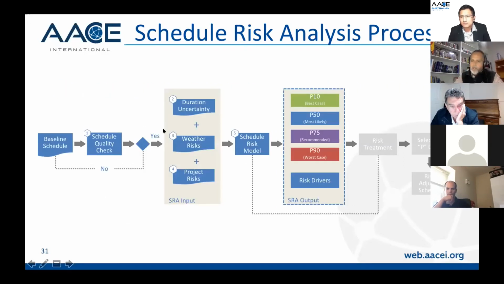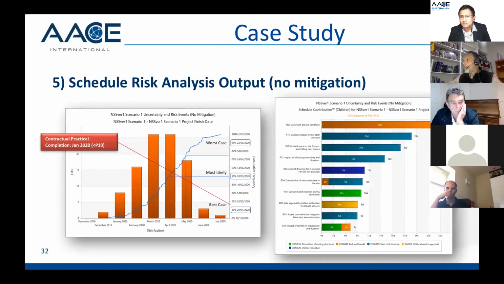And so when we do this, in the SRA we get what we call the different P values and the risk drivers, and then let's have a look. What we see here is the first run of the SRA. This is what we call the pre-mitigated or the no-mitigation scenario.